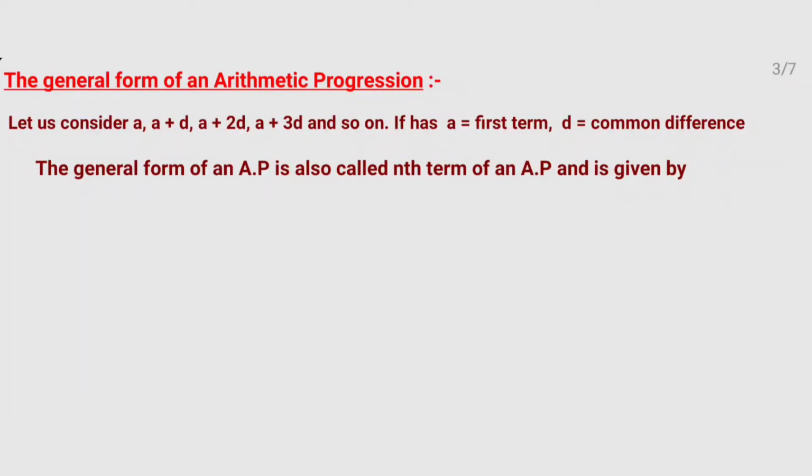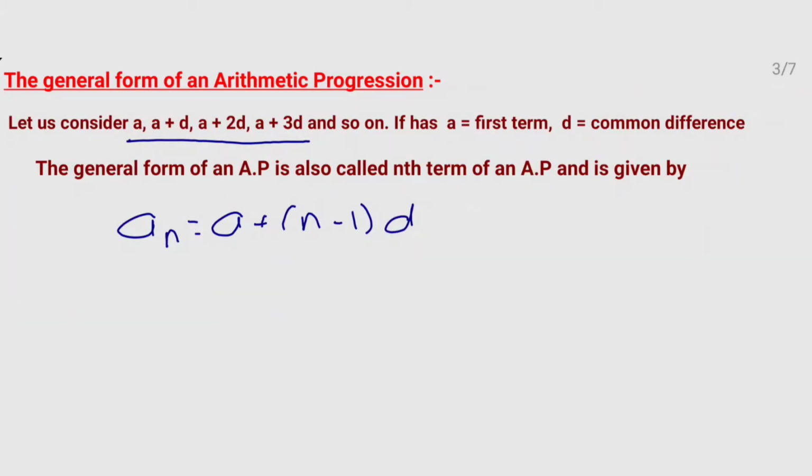So next, the general form of an arithmetic progression. So let us consider a, a plus d, a plus 2d, a plus 3d and so on. So it is the general form of an arithmetic progression. So here a is the first term and d is the common difference. And the general form of an AP is also called the nth term of an AP, and it is given by an equals a plus n minus 1 into d.